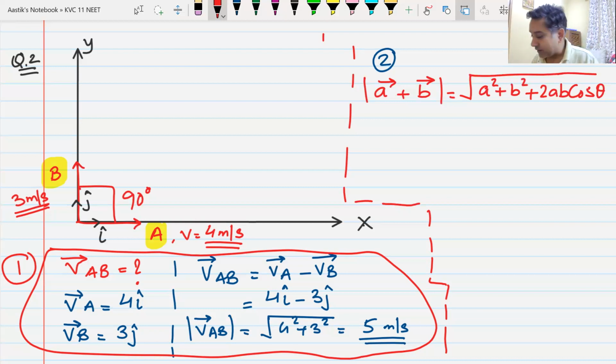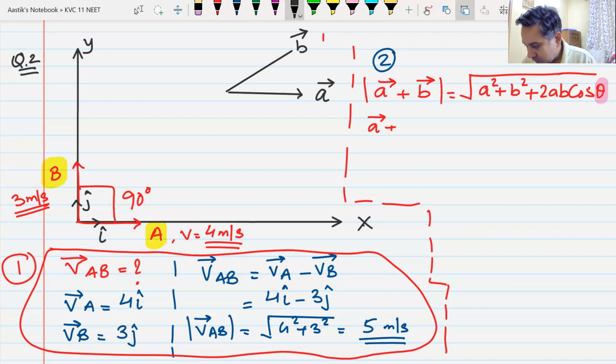That was the addition of two vectors. What was this theta? If this is my A vector and this is my B vector, this theta was the angle between the two vectors. Yes or no? Yes, sir. In this case, the angle was 90 degrees. Anyways, that is how you find out A vector plus B vector.